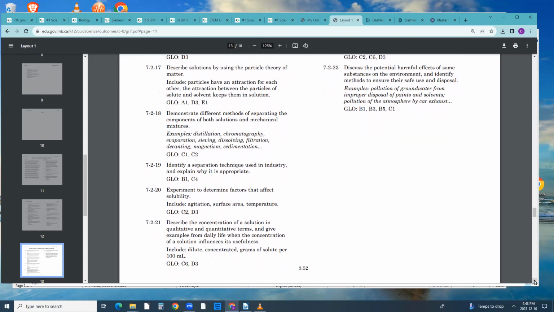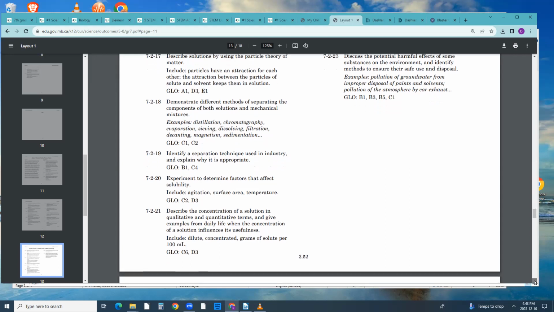Identify a separation technique used in industry, and explain why it is appropriate. Experiment to determine factors that affect solubility. Include: agitation, surface area, temperature. Describe the concentration of a solution in qualitative and quantitative terms, and give examples from daily life when the concentration of a solution influences its usefulness. Include: dilute, concentrated, grams of solute per 100 milliliters.